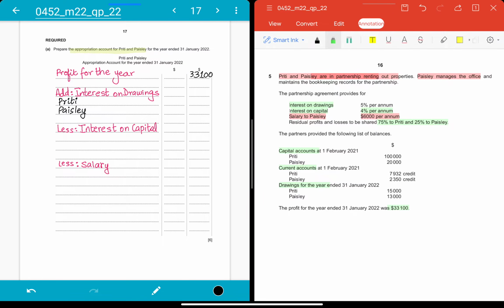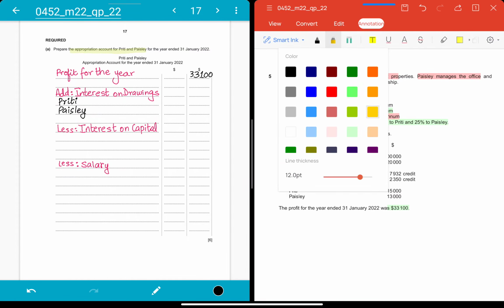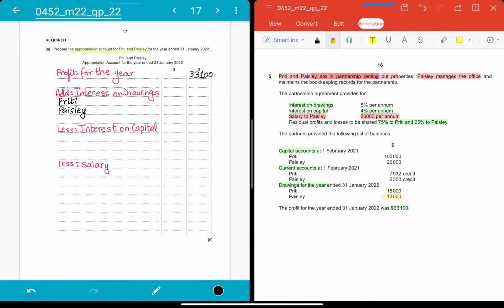Let's use a different color here. Preeti's drawings are 15,000 and Pesley's drawings are 13,000. So here we go, 15,000, and this is per annum, and interest on drawings is 5%, so 15,000 into 5%, and 13,000 as well into 5%, and we'll record both of them. Basically this will be an earning for the partnership because they will be receiving it, and that is why you are adding this one. The interest on drawings will be an income for the partnership, but it will be a debit item. It will be money flowing out of the partners.